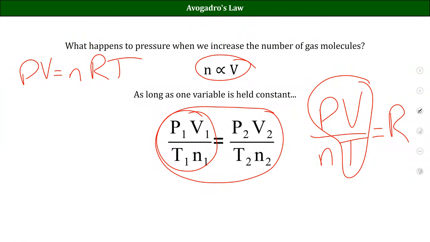So volume's not changing. And if it's sealed, that means n's not changing, right? So if volume's not changing and n's not changing, they just disappear, and you get P1 over T1 equals P2 over T2. So really that 2 liters doesn't actually matter. All that matters is that it's constant. You just have to put the temperature in Kelvin. You're solving for P2. So you don't need to use every number in this case.